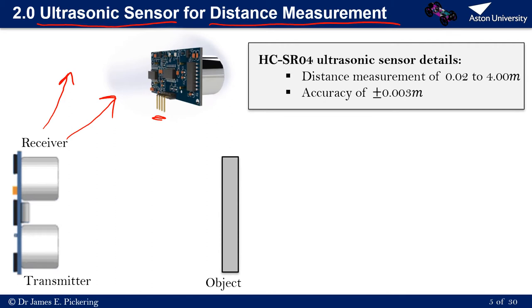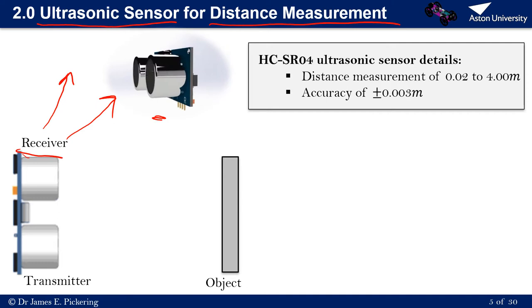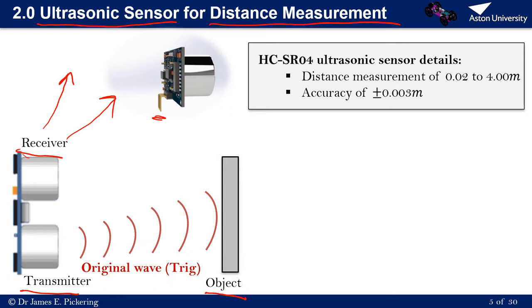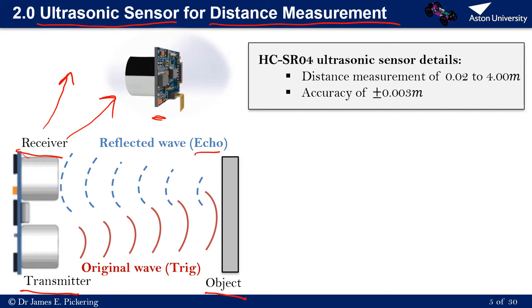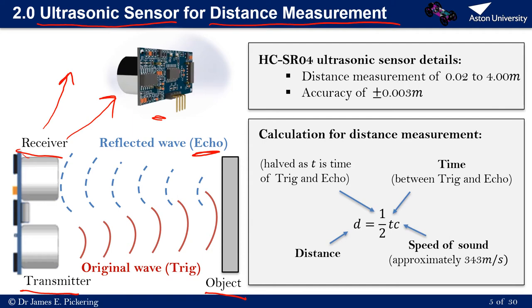What you can see here is this ultrasonic sensor from a top view. We've got the receiver, the transmitter, and then here we've got an object. From the trig pin, the sensor, this digital sensor, sends out a sound wave. It's going to bounce off this object and be reflected, and then the echo pin here is used to receive that data. Using that data, we can do a calculation for the distance measurement.